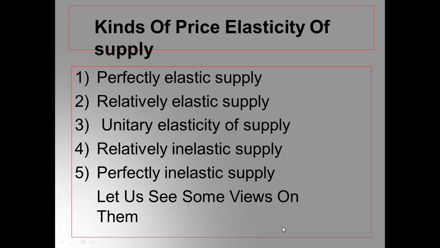Okay. So as you can see here, children, the different kinds of price elasticity of supply. The first is perfectly elastic supply, then relatively elastic supply, unitary elastic supply, relatively inelastic supply, and perfectly inelastic supply. Okay, so let us see some views on them. Now, children, all these names are not given in your textbook. Okay, so please make a note of it properly. They have just given you more than one and less than one, like that.